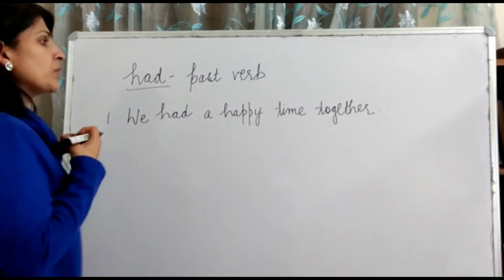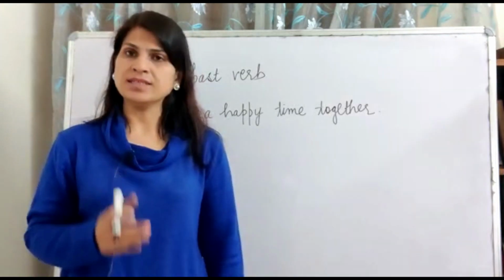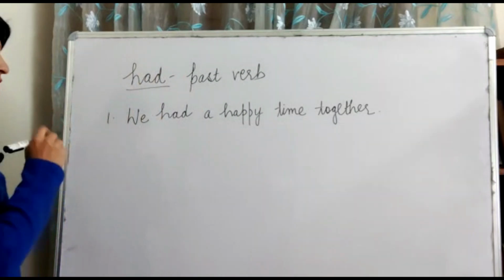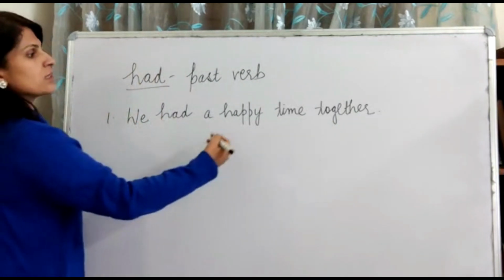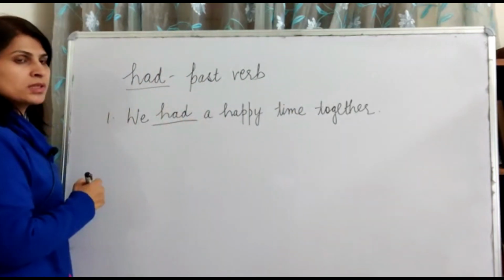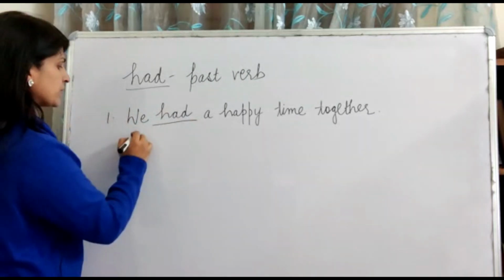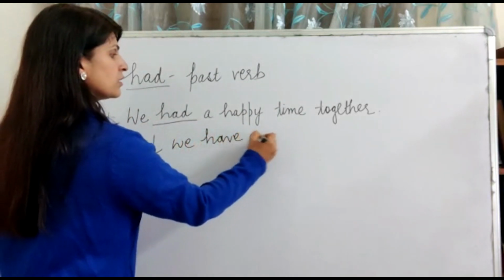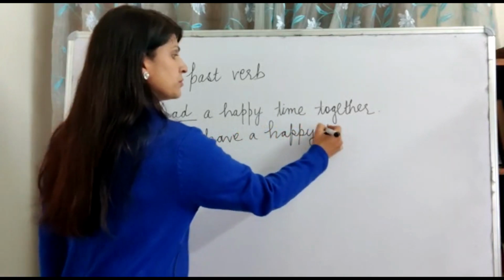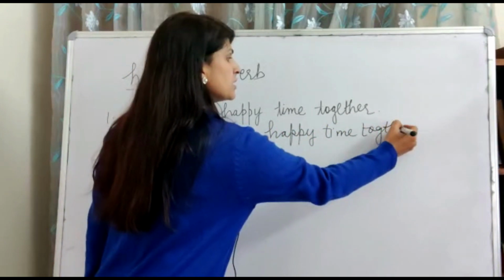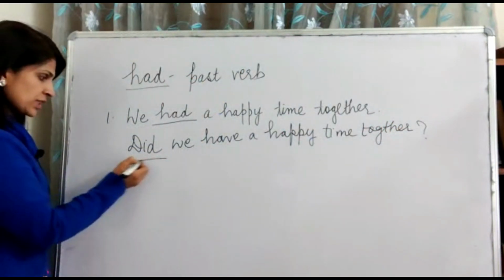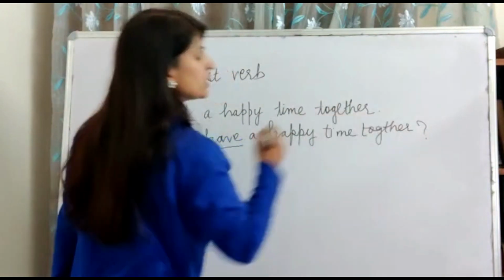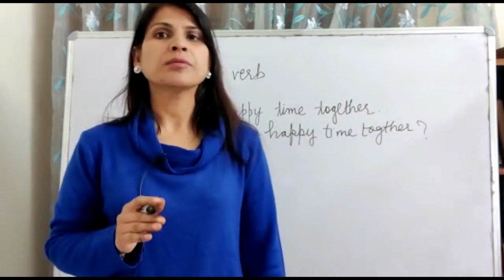Now, let's see how do we frame the question when we have had in the sentence. We know that had is the past verb. So how will we frame the question for this? The sentence here is, we had a happy time together. This is the past verb, and when we have the past verb, we should always start the question with did. Did we have a happy time together? We should start the question with did, then we should have the subject, then we should have have, then the remaining part, and then in the end there should be the question mark.